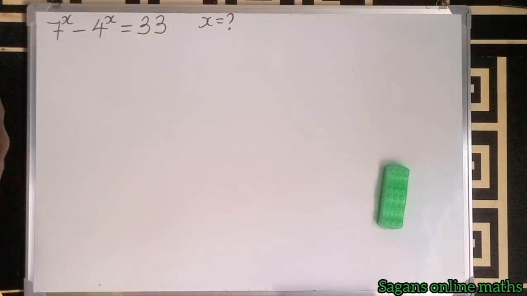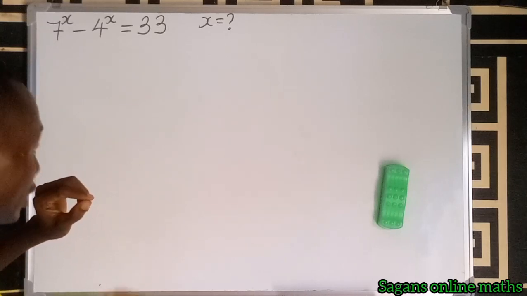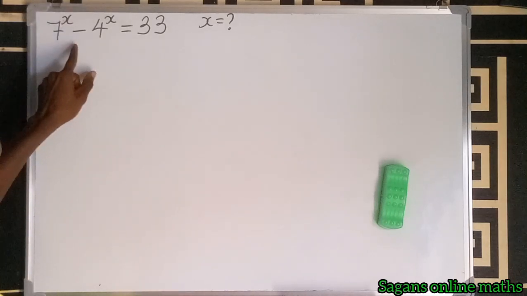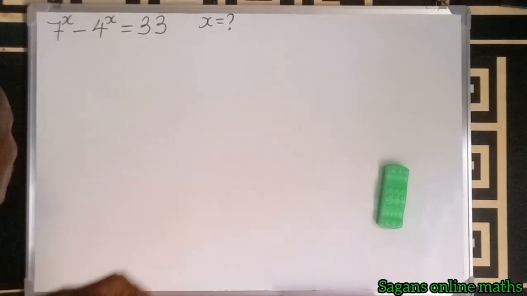Now, your first step: this question looks so dangerous, but it's very simple as ABCD. 7 to the power of x minus 4 to the power of x equals 33. We are asked to look for the value of x.